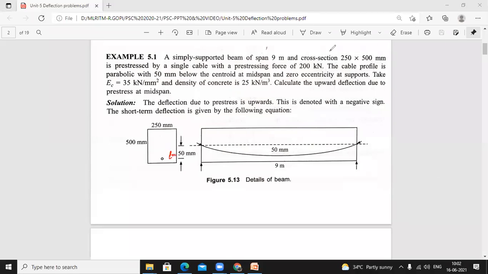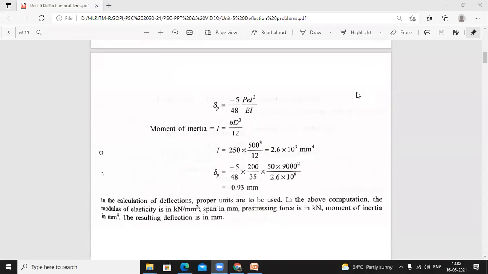The span of the beam is 9 meters. So here, what is the scheme? Calculate the upward deflection, that means only short-term deflection. So what deflections will come? Only from the prestressing force and self-weight.